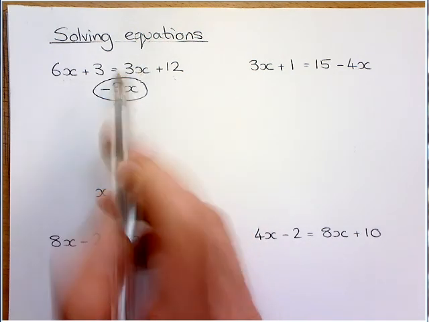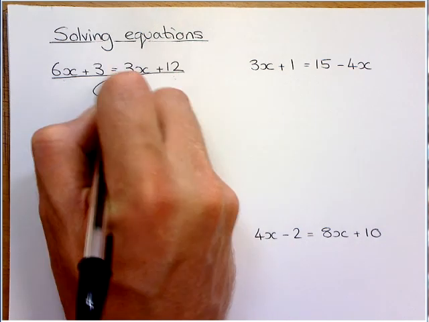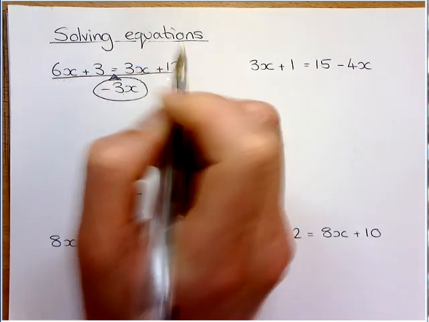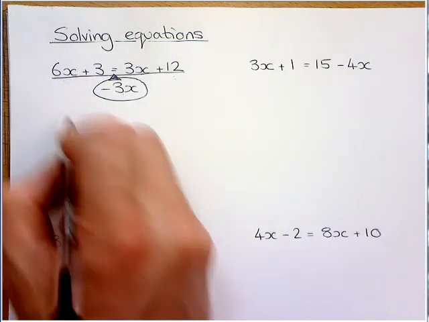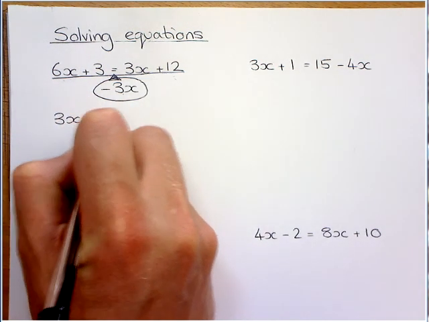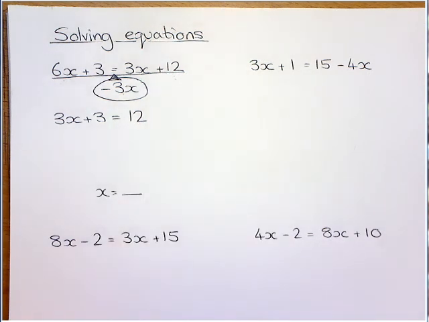But because this is equals, we've got to remember our equations must stay balanced. So imagine them on a seesaw. So if we take away 3x from this side, we have to do it here. So we'd end up with 3x plus 3, and that is equal to 12.